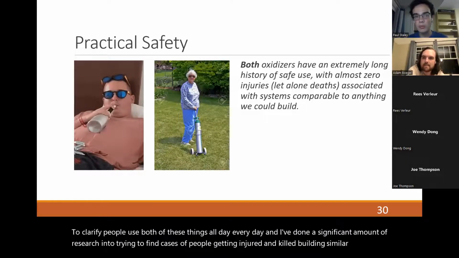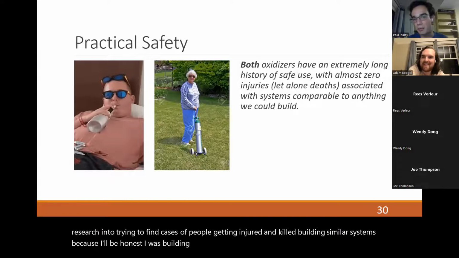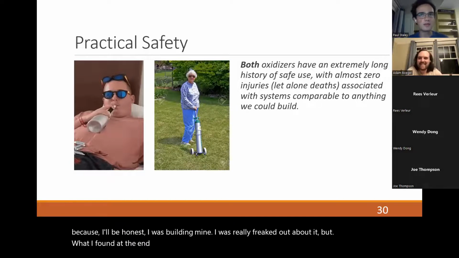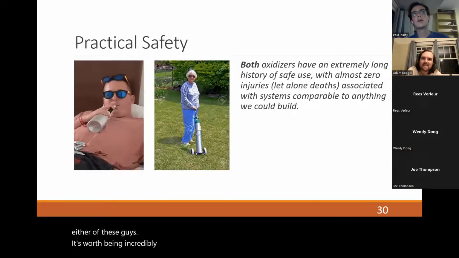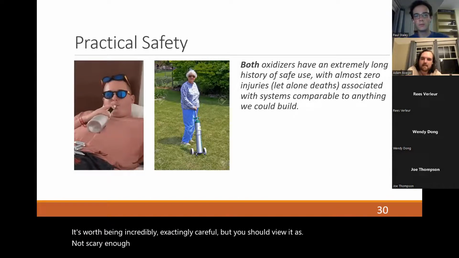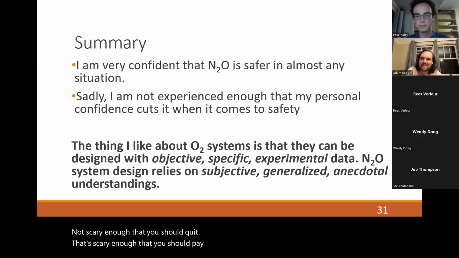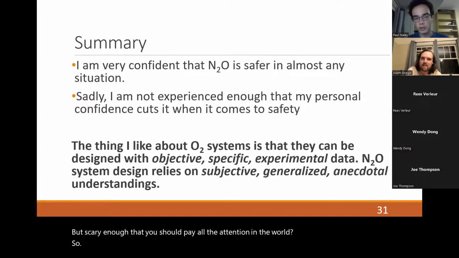Because I'll be honest, when I was building mine, I was really freaked out about it. But what I found at the end of the day is, as far as I can tell, similar systems to ones you build with either of these guys, it's worth being incredibly exactingly careful, but you should view it as not scary enough that you should quit, but scary enough that you should pay all of the attention in the world. Okay, so summary. My brief note on nitrous oxide.